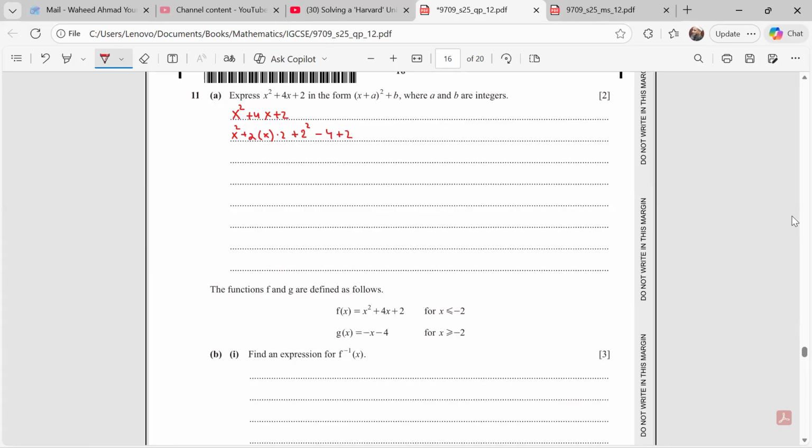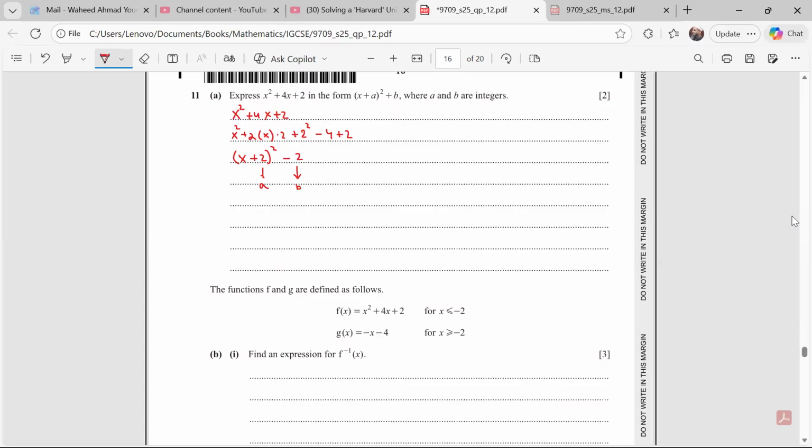Okay, so now this expression is exactly the same as the previous one, but from here to here it is x plus 2 whole squared. a plus b whole squared means a squared plus 2ab plus b squared, and minus 4 plus 2 is minus 2. So we have expressed this given expression in the form of (x plus a) squared plus b, where a is 2 and b is minus 2.